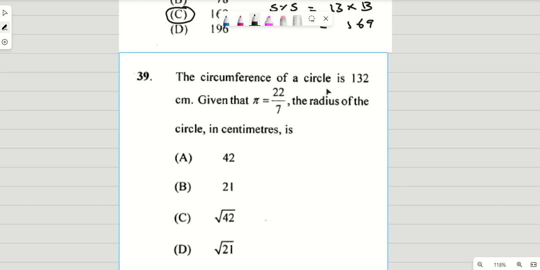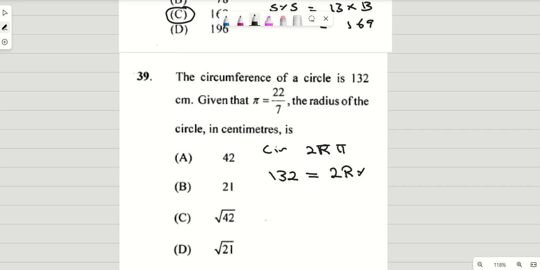Number 39, the circumference of a circle is 132 centimeters. Given that pi is 22 over 7, the radius of the circle in centimeters is, we know that circumference is 2 radius by pi. So 132 is equal to 2 radius multiplied by 22 over 7. So let's just change it up: radius multiplied by 44 over 7 is equal to 132.